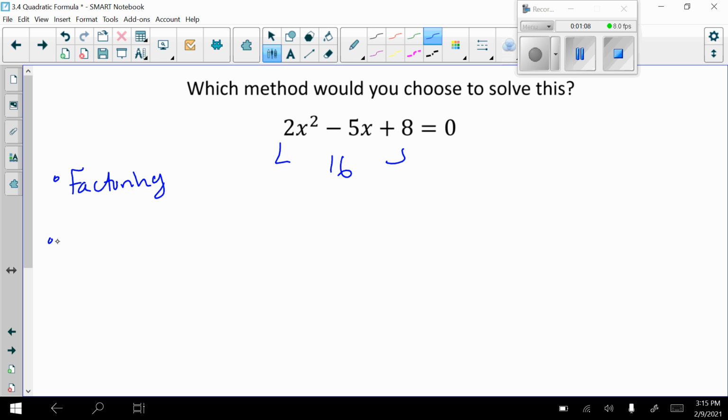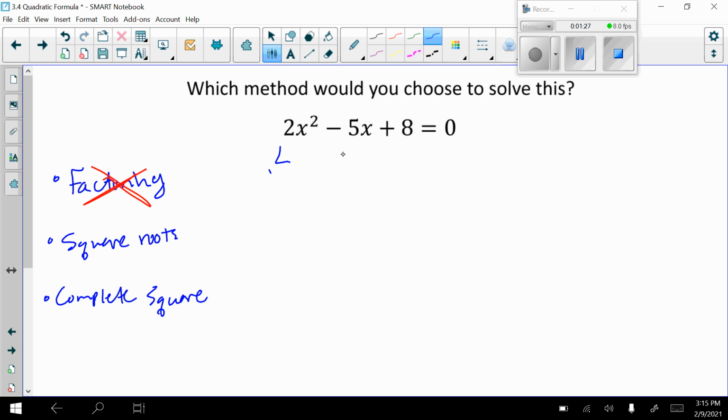So let's think about our methods. We've got factoring, we've got square roots, and we've got completing the square. These are all of our methods. We just found out that factoring does not work. Okay? You can't factor this thing.